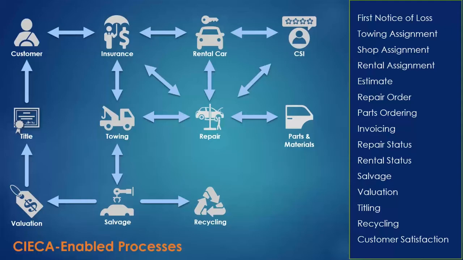So you may be asking, what kind of standards does CIECA develop? Over the years, CIECA has developed standards for a broad range of collision industry processes: first notice of loss, towing assignment, shop assignment, rental assignment, estimate, repair order, parts ordering, invoicing, repair status, rental status, salvage, valuation, vehicle titling, recycling, and customer satisfaction. Basically, it covers every aspect of the collision process from start to finish.